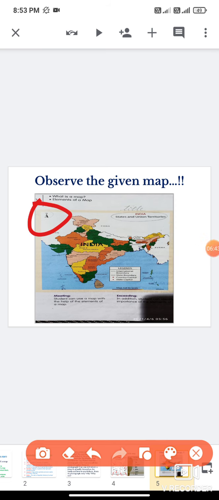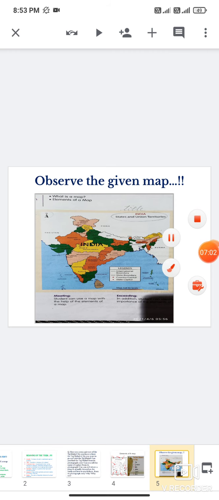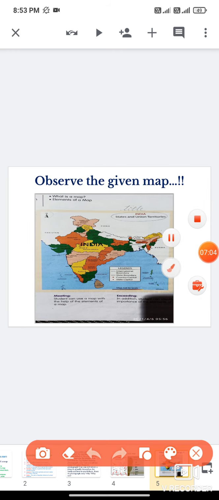A map gives all the necessary information about a place, which helps us read and understand the area shown in the map better. This information is given with the help of the elements of a map. As you can see, there is the title, the legend, the direction, that is the north direction, and the scale as well, but the scale is not mentioned here. I'll let you know very soon. So these are the elements of a map.